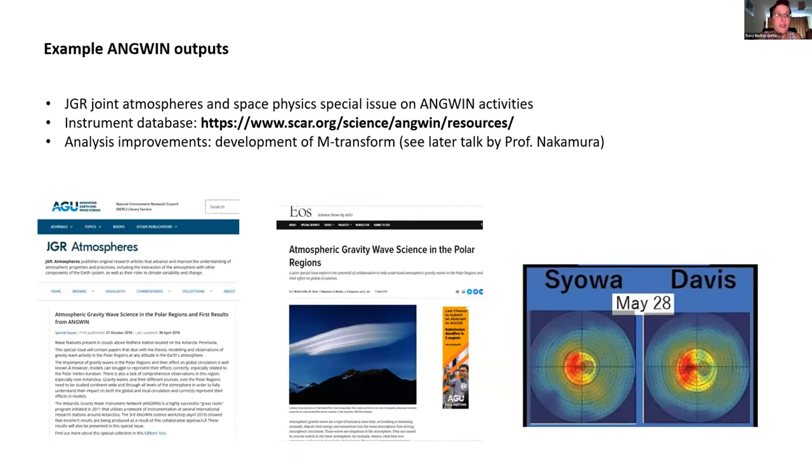So an example of things we've been doing: we've had the joint JGR special issue on ANGWIN activities, and that's resulted in an article in EOS. We're actually putting together an instrument database because we've talked to people at conferences and realised they've had imager data or radar data and we didn't know about it. So we've started to collate this and put that on our website to make it easier to foster collaborations. And also we've got so much data now, we need to improve the way we do our analysis, and something that's come about is the M-transform. Takuji will be speaking about that later on today.